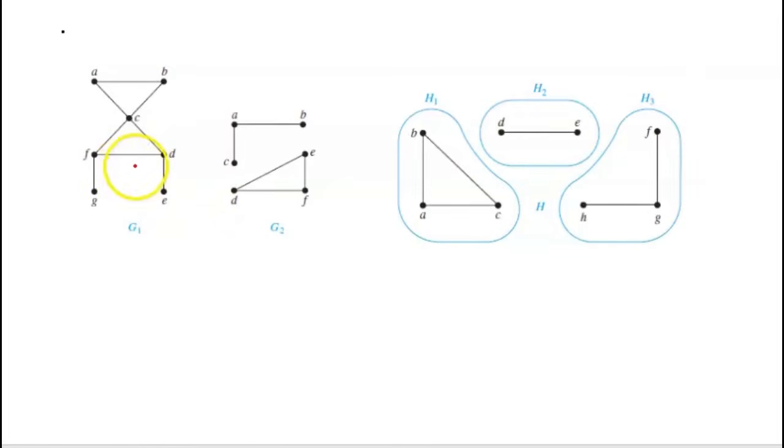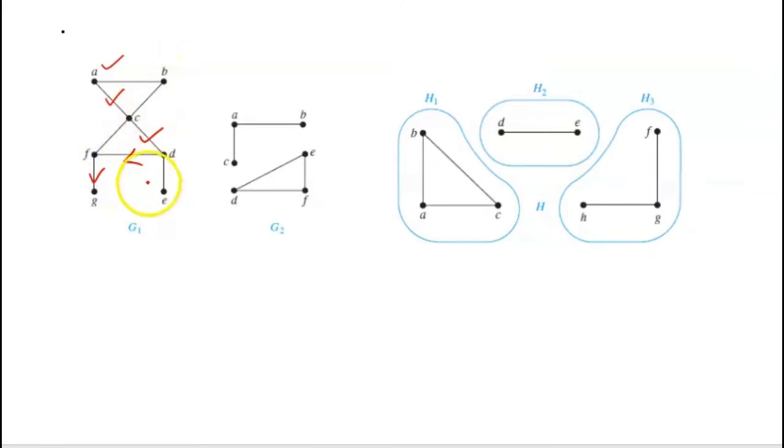Now if you look at this image, in the first graph, if you take any vertex, you can move to any other vertex. Suppose I take A and I want to move to G, so I can move from A to C, then C to D, then D to F, and then F to G.